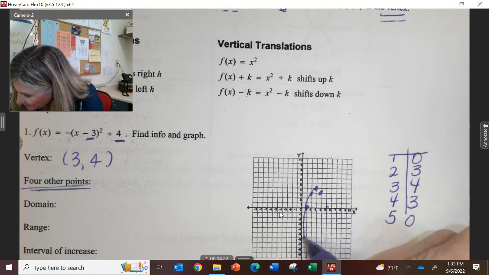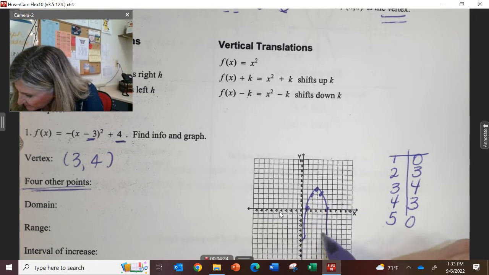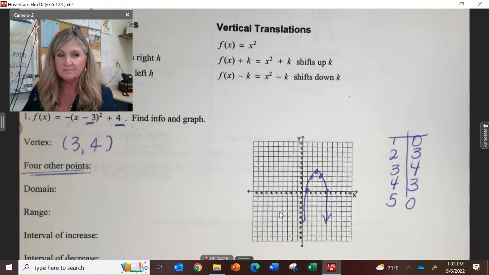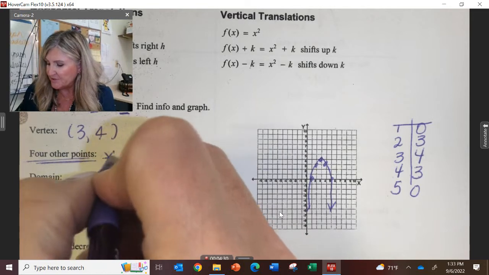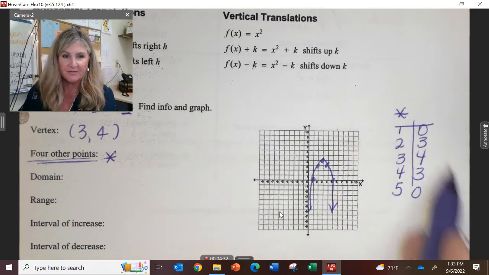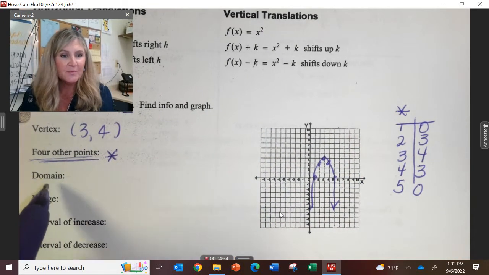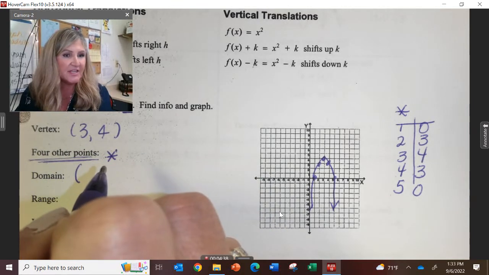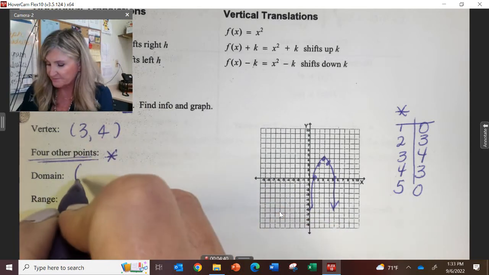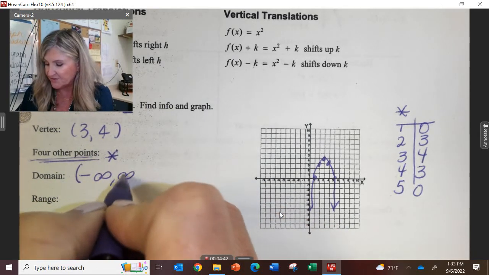Here's the way the parabola looks. Right there. For the 4 other points, I'm just going to put an asterisk. They're over here if we want to see them. The domain of this function is going to be all real numbers. How do I write that in interval notation? -infinity to infinity.